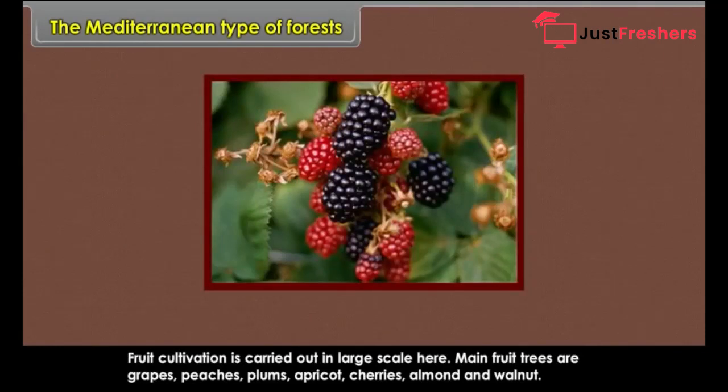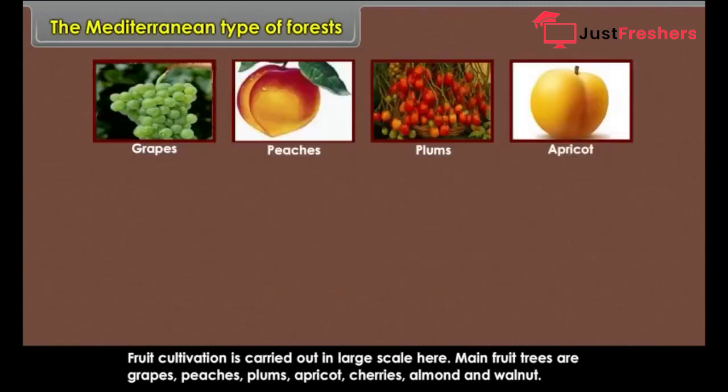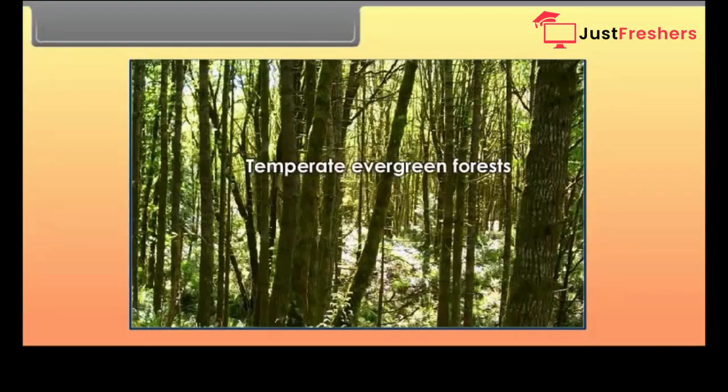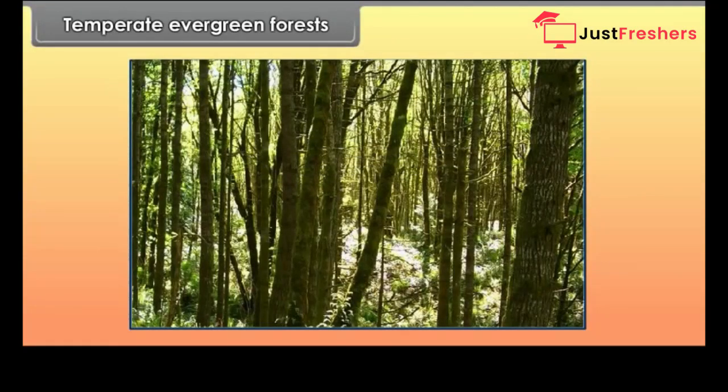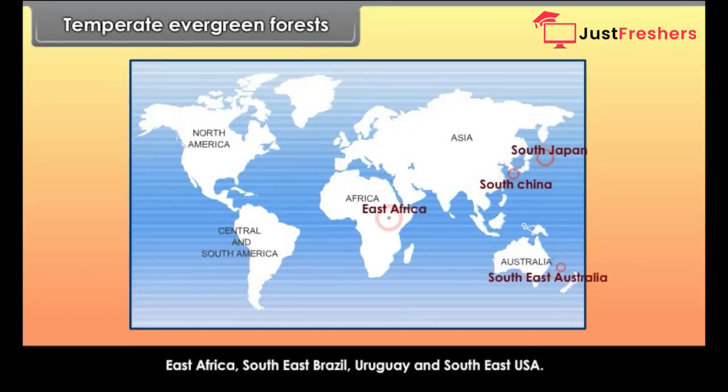Fruit cultivation is carried out on a large scale here. Main fruit trees are grapes, peaches, plums, apricot, cherries, almond and walnut. Temperate evergreen forests. These forests are found in the warm temperate areas of South China, South Japan, Southeast Australia, East Africa, Southeast Brazil, Uruguay and Southeast USA.